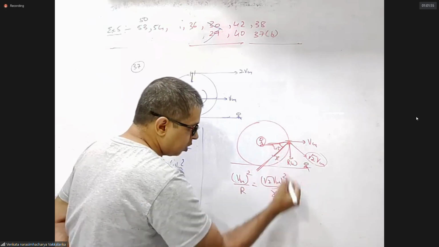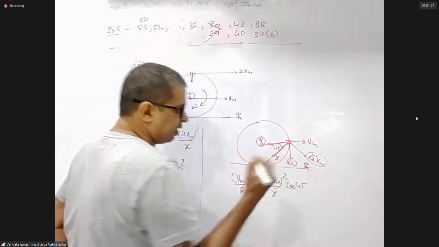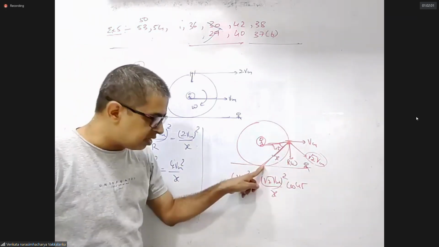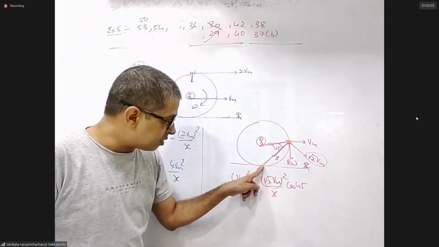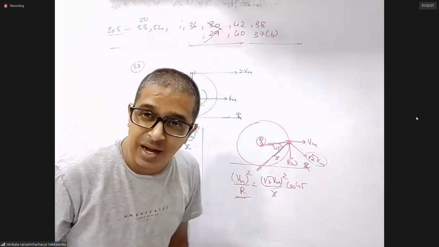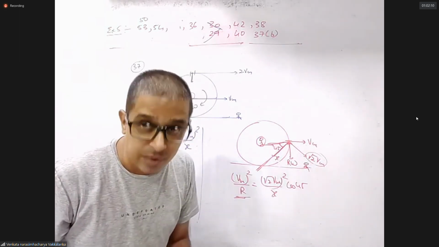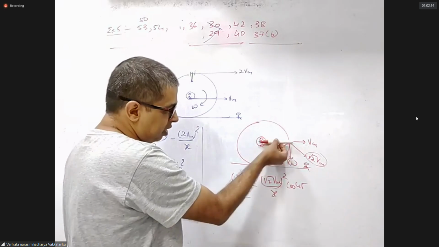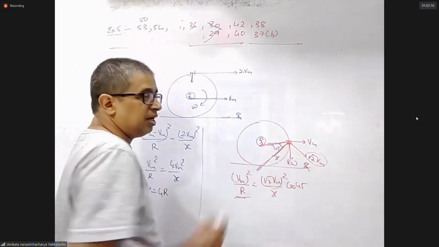That into cos 45 is something that I shouldn't forget. √2 times VCM square by X, I will get acceleration in this direction. This acceleration and this acceleration which is towards the center, I just cannot equate it. They are vectors. I should resolve them along the same direction. So this acceleration I'll have to resolve in this direction and equate it to this.